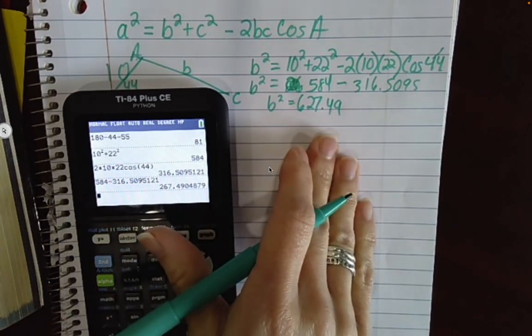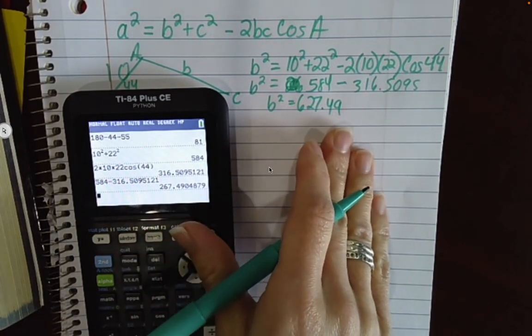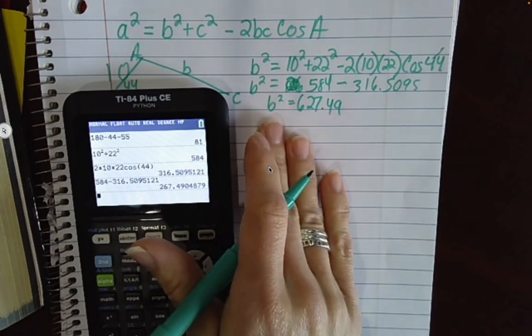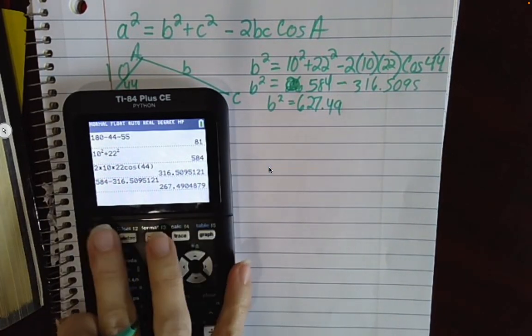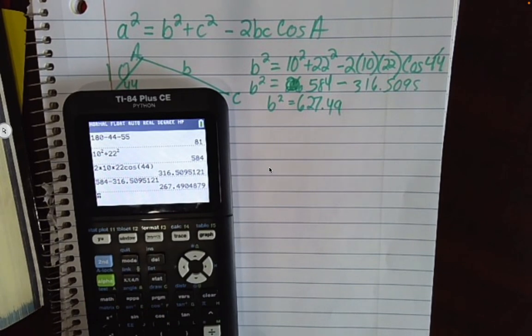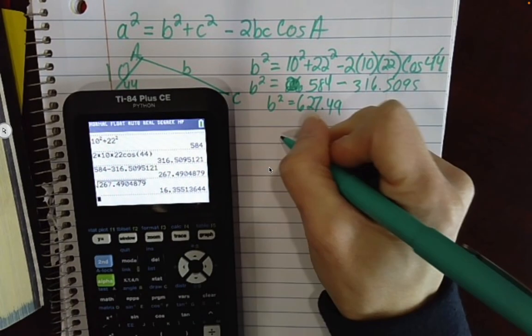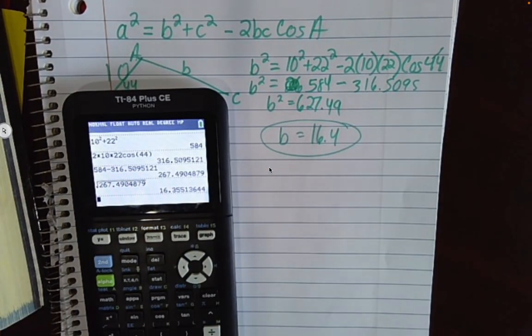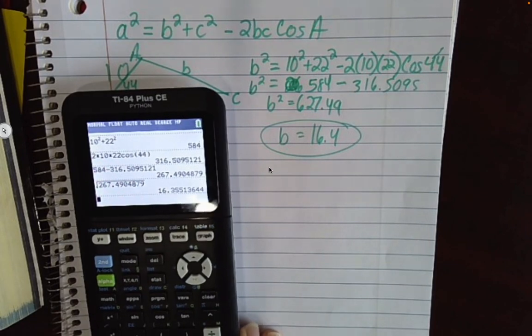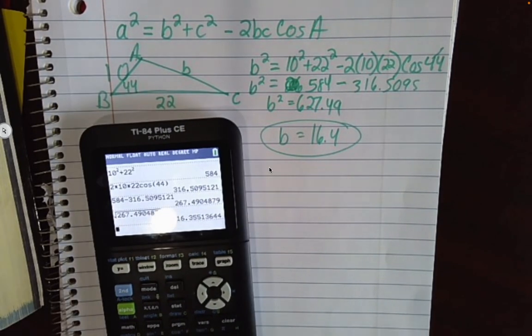Now, is that my answer? Is that B? What do y'all notice that equals? B squared. So what do you do? Square root it. So on my calculator, I'm just going to type in square root of that number. And it's about 16, I'll just go to the tenth place, 16.4. There it is. That's my missing side, which makes sense.